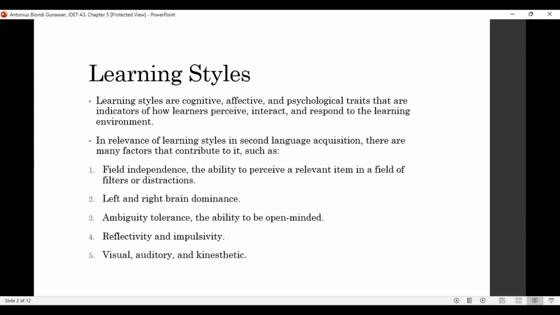Now, the most common learning styles are known as visual, auditory, and kinesthetic. Visual learners tend to prefer reading, studying graphs and charts. Auditory learners tend to listen to lectures and audio. Kinesthetic learners tend to demonstrate physicality while learning. Next slide.